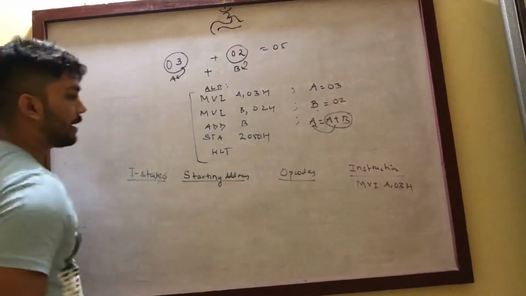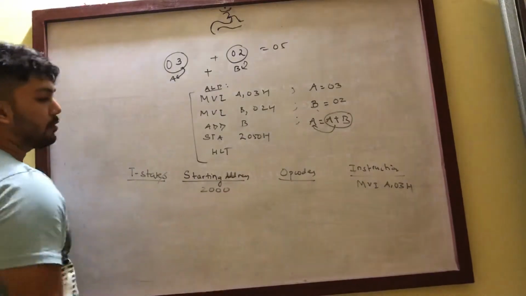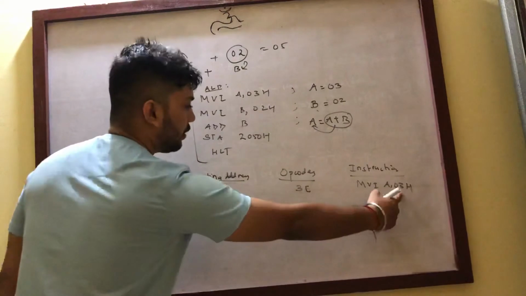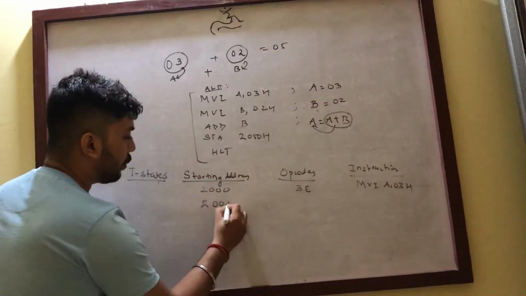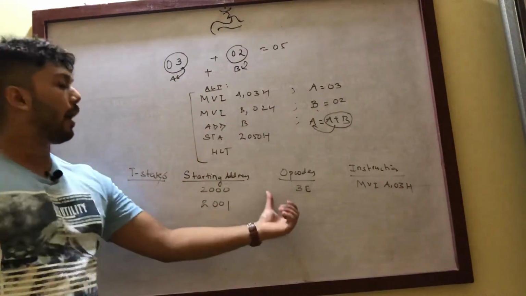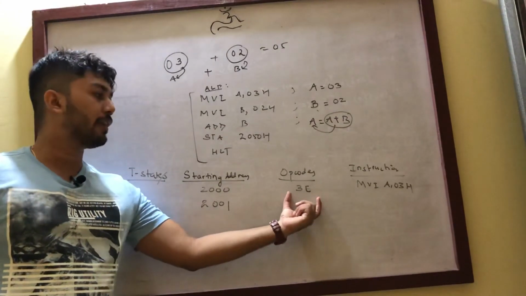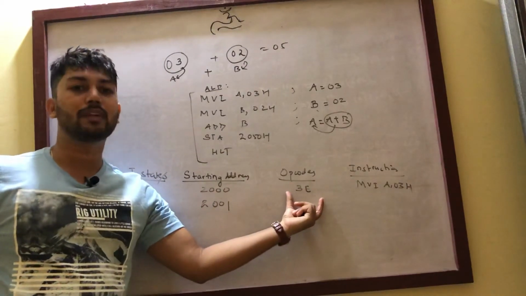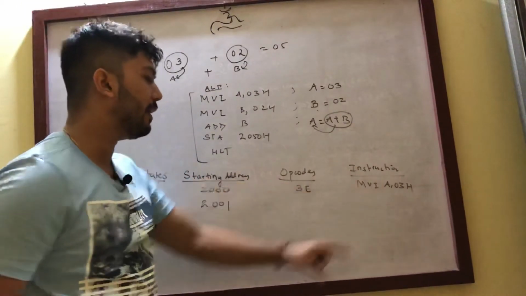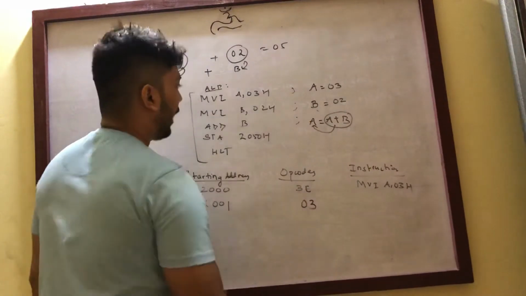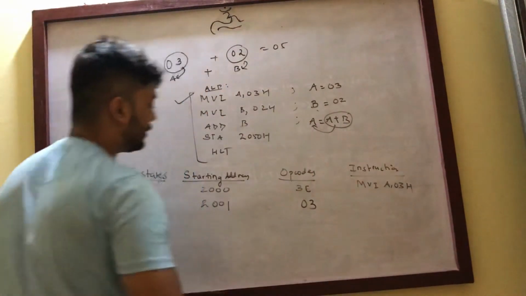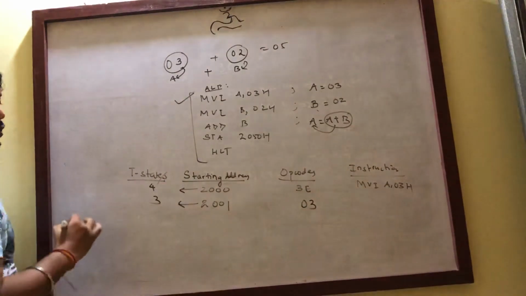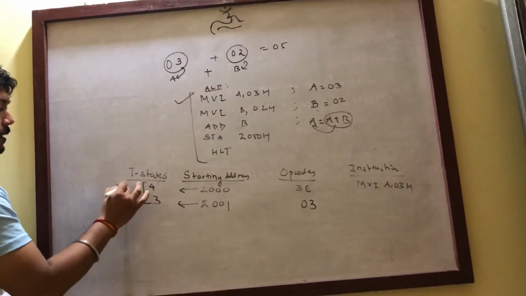MVI A, 03H, and say the starting address to be 2000. The opcode for MVI A is 3E, and the data needs to be written in 2001. Why? Because I already explained in the last tutorial that for any 8085 microprocessor instruction, the data's maximum size is 8 bits. So 3E is for MVI A and the data is 03. Coming to T states, this will take 4 and this will take 3 in order to write. The total number of T states will be 7.